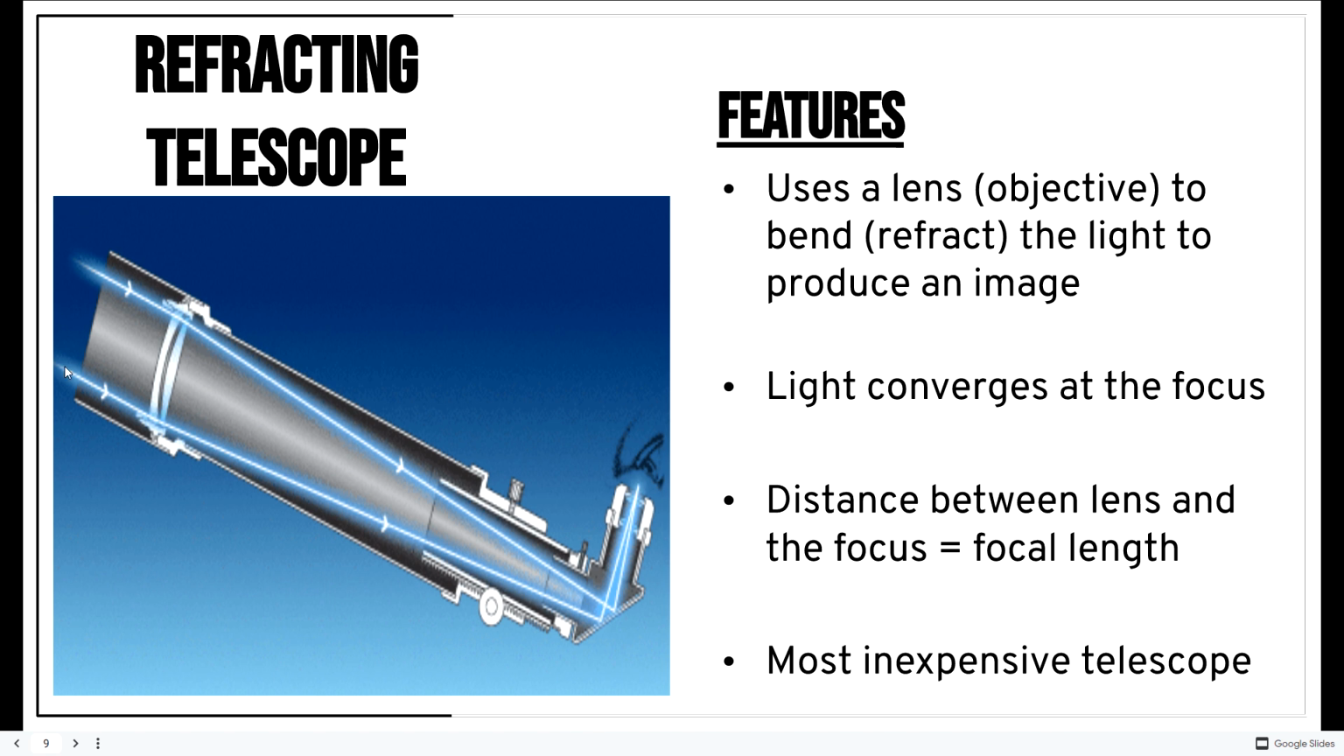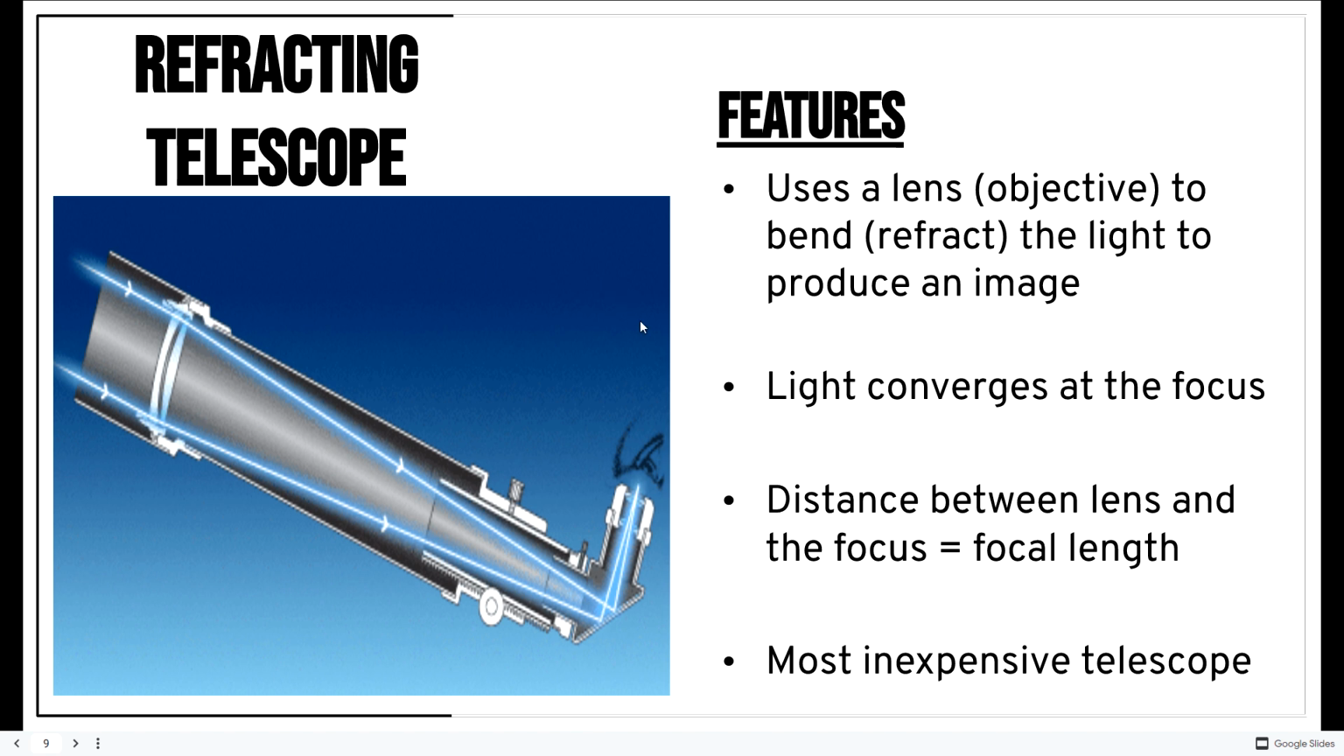So the light comes in on the end of the telescope here. It travels down the tube. It converges at a focus. That's this point down here. And then it's going to bend up to your eyepiece where you're going to view it from. The distance between the lens and the focus is the focal length. So the distance between the lens here and the focus down here is your focal length. This is in a refracting telescope.